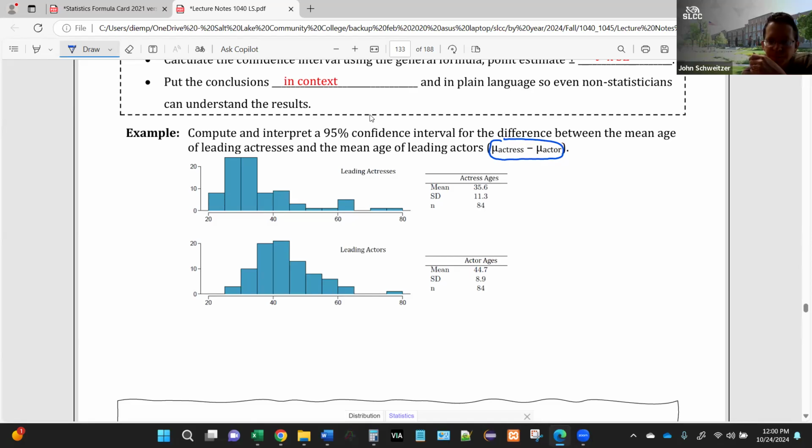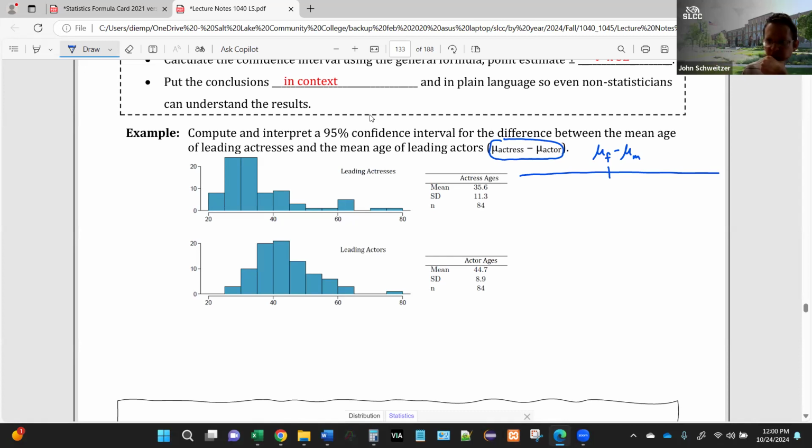The way I think about it is this. We're trying to estimate mu actress minus mu male. I'm just going to use F for female and M for male to save some space. There is some true difference. When we subtract those two, we get some number. It could be zero, but we think it's not. It could be positive or negative; we're pretty sure it's negative. But it does exist somewhere on the number line.